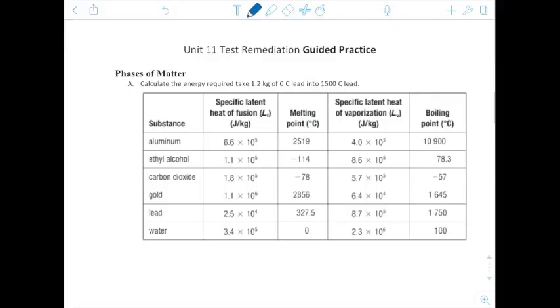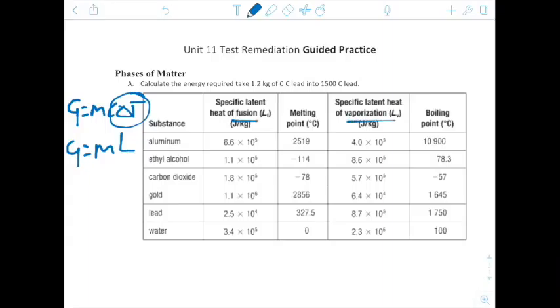Phases of matter. So we're looking at phase changes. It says calculate the energy required to take 1.2 kilograms of 0 degree Celsius lead into 1500 degrees Celsius lead. And so when we're looking at this, we're going to use two equations. We're going to use our Q equals mc delta T. We know to use this equation when temperature changes. And temperature is going to change here. And we're also going to use Q equals mL, which is our mass times our latent heat of either fusion or vaporization.